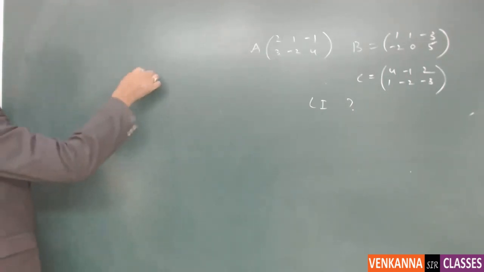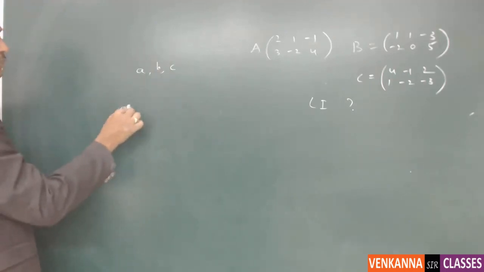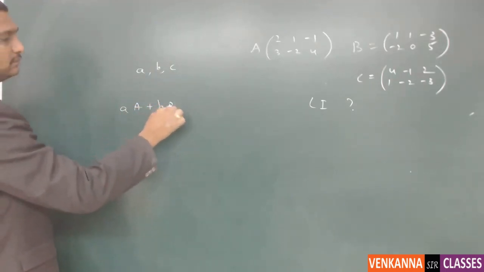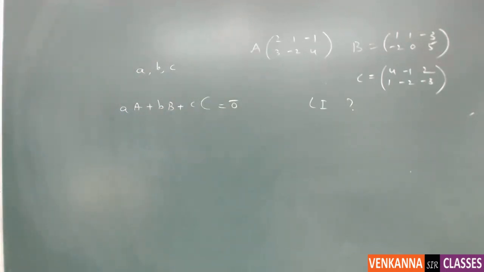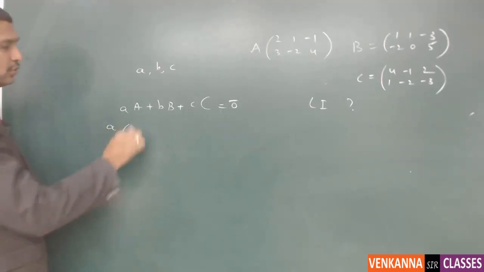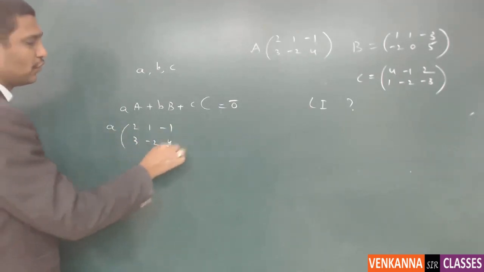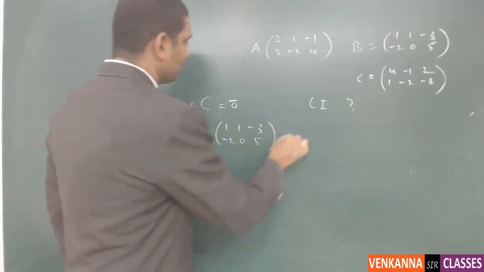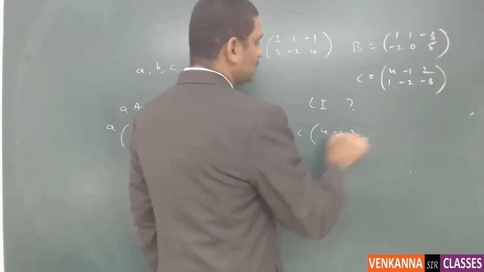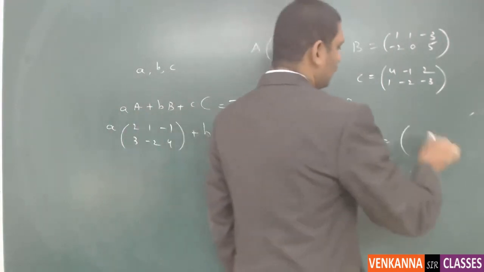You take any scalars a, b, c such that the linear combination equals 0 bar. What is meant by 0 bar here? Nothing but the 0 matrix. Given a, b, c are 2 by 3 matrices, here 0 bar is nothing but the 2 by 3 zero matrix. So you write a(2, 1, minus 1, 3, minus 2, 4) plus b(1, 1, minus 3, minus 2, 0, 5) plus c(4, minus 1, 2, 1, minus 2, minus 3) is equal to the zero matrix.